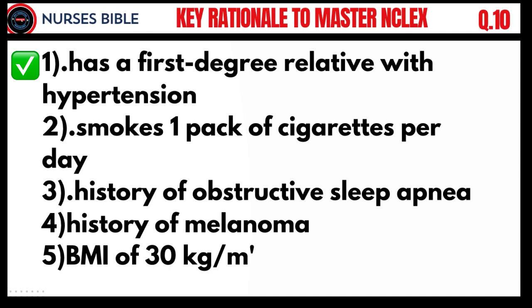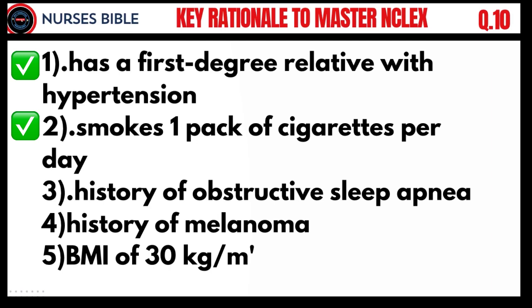Option 2, smoking 1 pack of cigarettes per day. This is going to be another correct answer. Any sort of tobacco use is going to increase our risk for hypertension. This is something that we can change. It's a modifiable risk factor. So if we cut back on our tobacco use, we're going to lower our risk for hypertension, among other things.